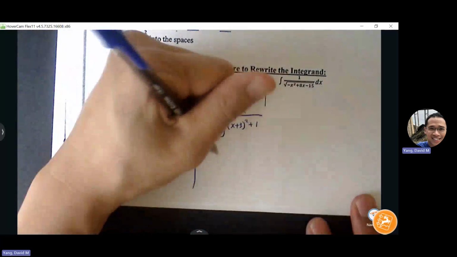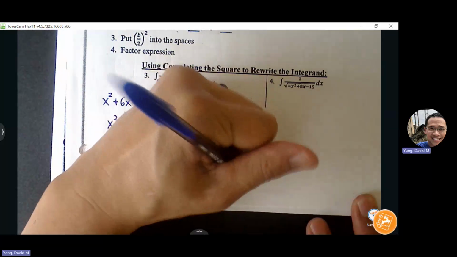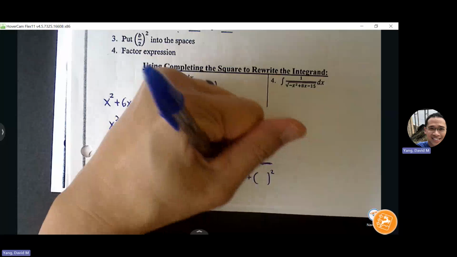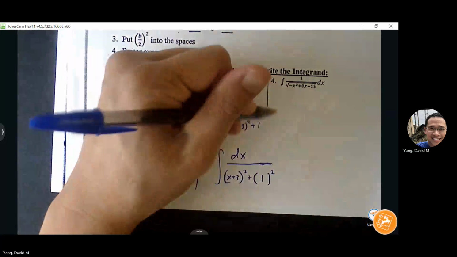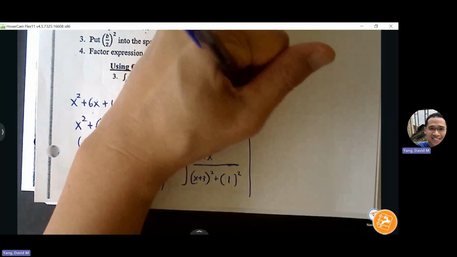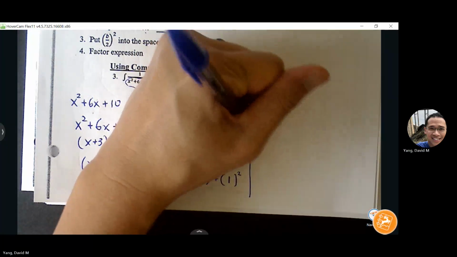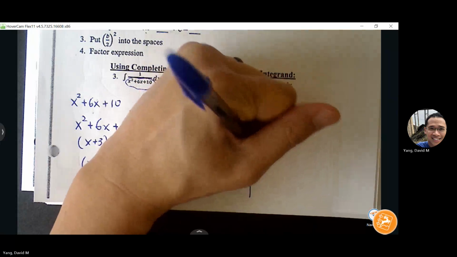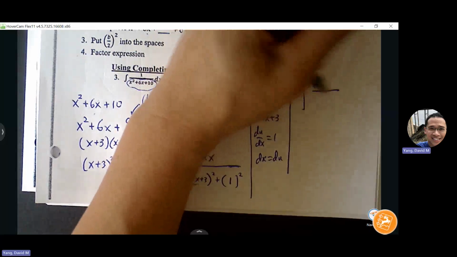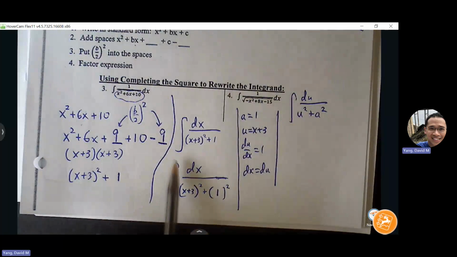Okay, let's create parentheses in the denominator to further make this look like the form that we want. It's pretty much there already, right? X plus 3 and 1. Okay, what's my a and u value? A is 1, u is x plus 3. Okay. Find the derivative, get everything in terms of a and u. Make our problem look just like what we want to use. Perfect match, no coefficient to keep track of.